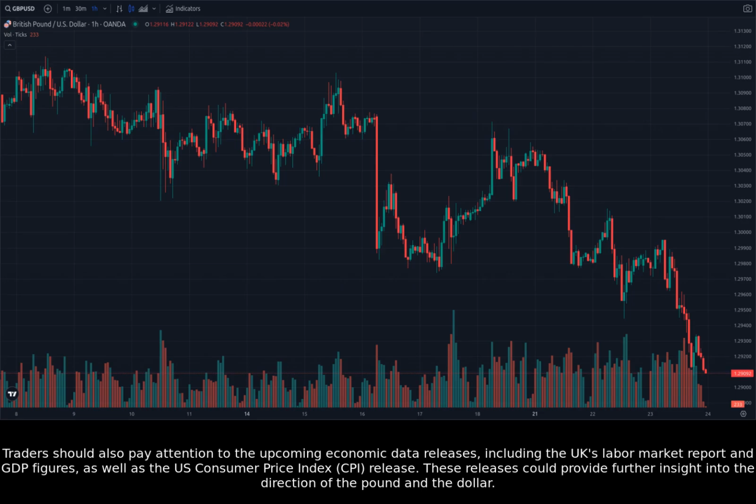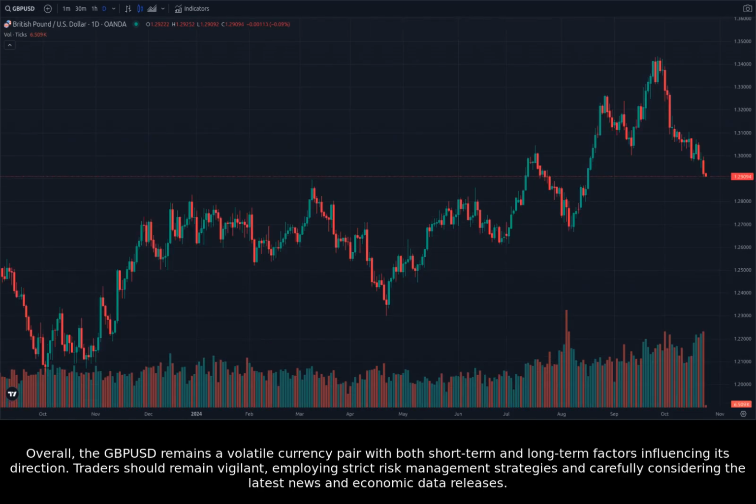Traders should also pay attention to the upcoming economic data releases, including the UK's labour market report and GDP figures, as well as the US Consumer Price Index, CPI, release. These releases could provide further insight into the direction of the pound and the dollar. Overall, the GBPUSD remains a volatile currency pair with both short-term and long-term factors influencing its direction. Traders should remain vigilant, employing strict risk management strategies and carefully considering the latest news and economic data releases.